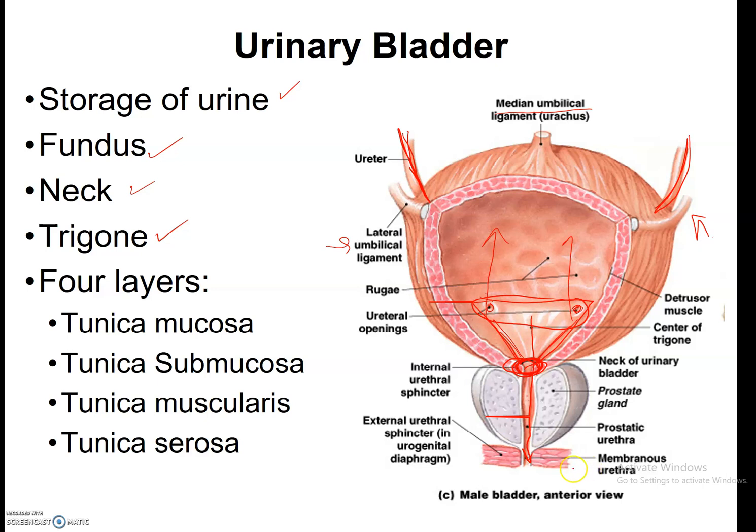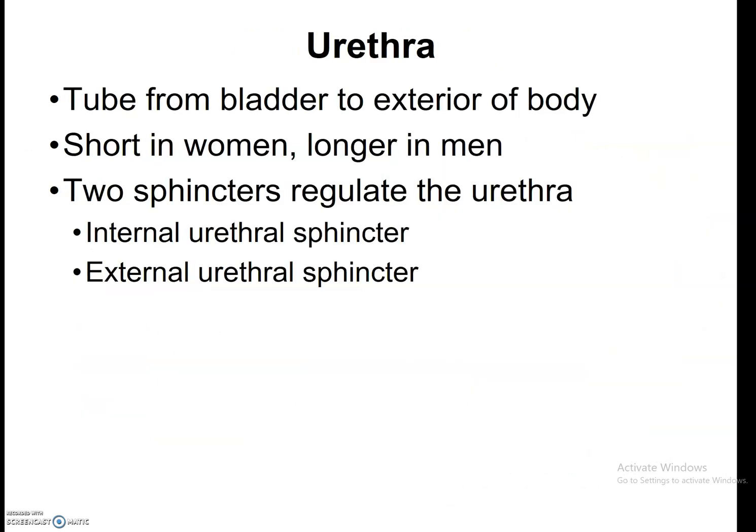In the male, here's our prostatic urethra, which goes through the prostate. And then you have the membranous urethra down here next to the external urethral sphincter, near the junction of the abdominal cavity of the body. The urethra itself is a tube from the bladder to the exterior of the body, definitely much shorter in women than in men. There are two sphincters, the internal sphincter, which we do not have control over, and the external sphincter, which we do have control over.